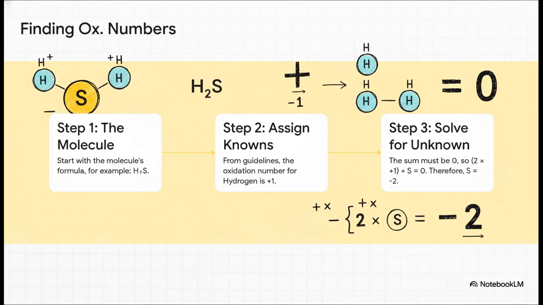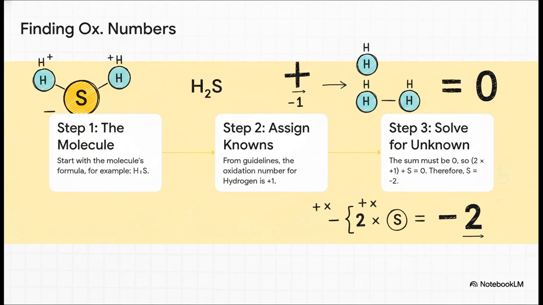So, how do chemists actually figure out those oxidation numbers? Let's walk through a quick example. Take the molecule H2S. Okay, step 1 is just to look at the molecule. Now, for step 2, we use some chemical rules of thumb. We know that hydrogen almost always has an oxidation number of +1. Since we have 2 hydrogens here, their total is +2.